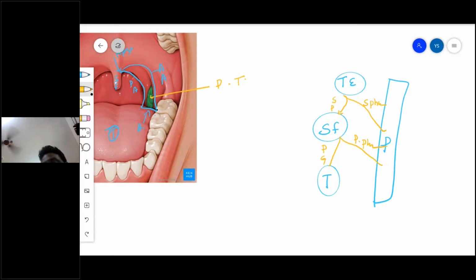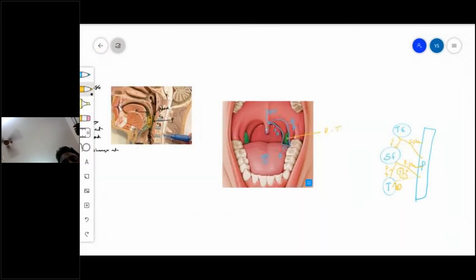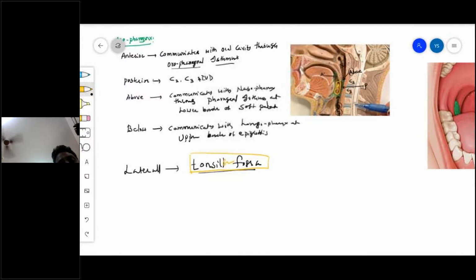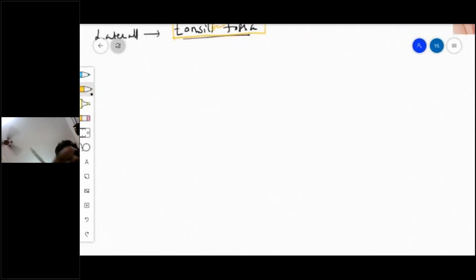What I am telling is that here, whatever you see, the tongue forms the base of the tonsillar fossa. Anteriorly the palatoglossal fold, posteriorly the palatopharyngeal fold, and the apex is formed by the soft palate. So these are the boundaries of the palatine tonsil or tonsillar fossa. Tonsillar fossa is a feature of the lateral wall of the oropharynx that I am going to explain. Is it clear? Is it clear?